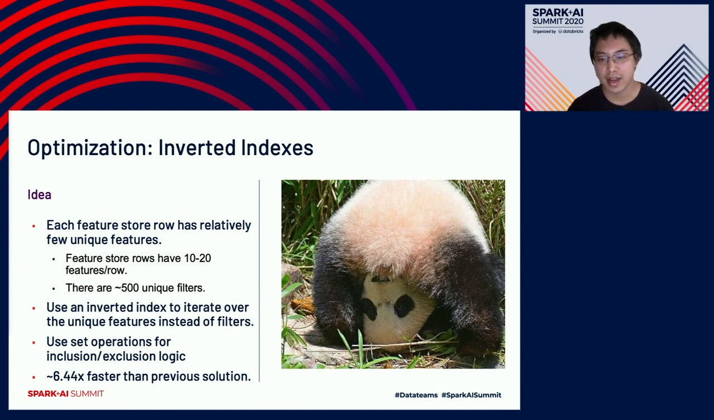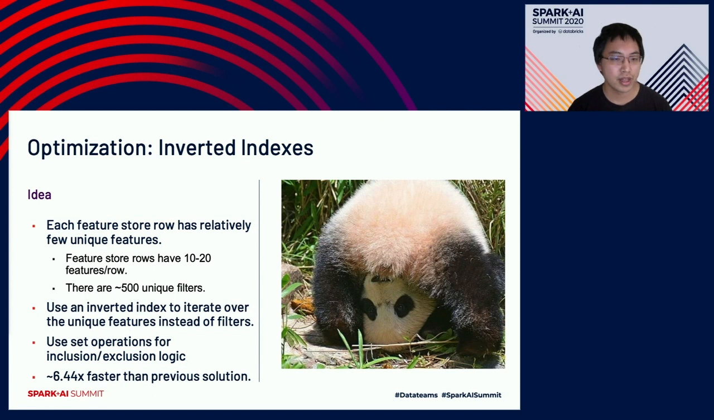So it would be really nice if we had some way of iterating through our rows and returning answers in O of number of features per row time instead of O of number of filters time. And there is a technique to do this. It's called inverted indices, and you can look it up. But the high-level idea is that we want an algorithm that runs roughly proportional to how sparse the data is. And because our data is extremely sparse, using inverted indices happens to be the better way to do things. So we're going to use an inverted index to iterate over the set of unique features, instead of filters.